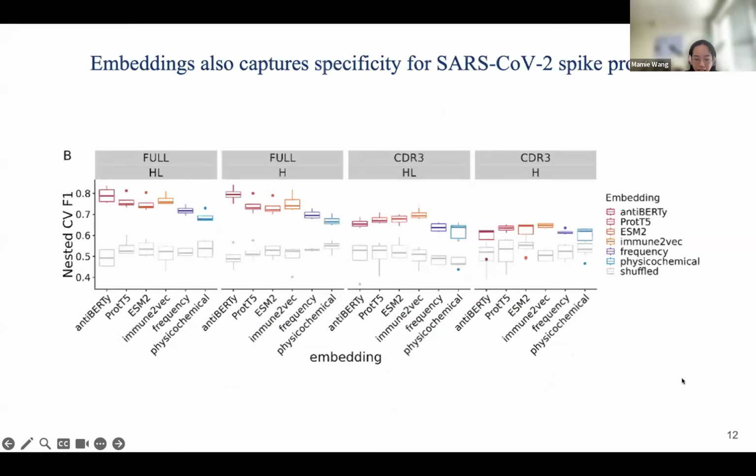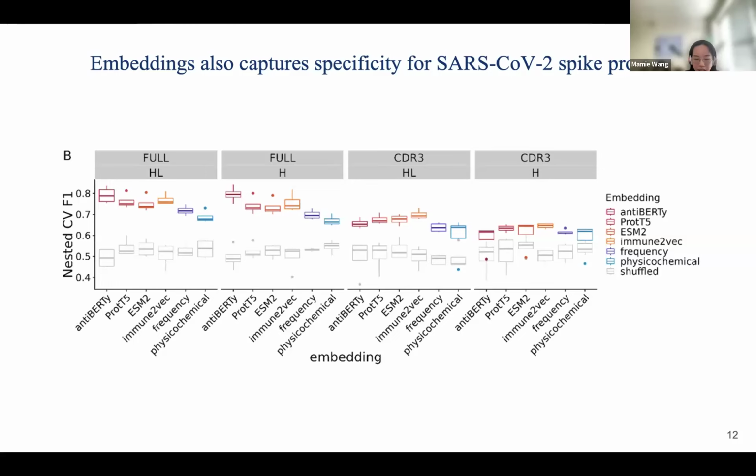And finally, I evaluated the embeddings on receptor specificity prediction. In terms of this data set, we obtained around 15,000 sequences that have binary labels for whether they bind to the coronavirus spike protein or not. We then tried to balance the data set by sampling some of the repertoires that were collected pre-pandemic, so that it's roughly 50% binding and 50% non-binding sequences within the data set.